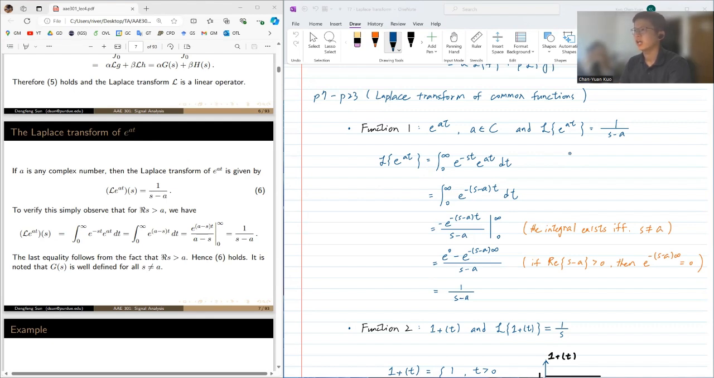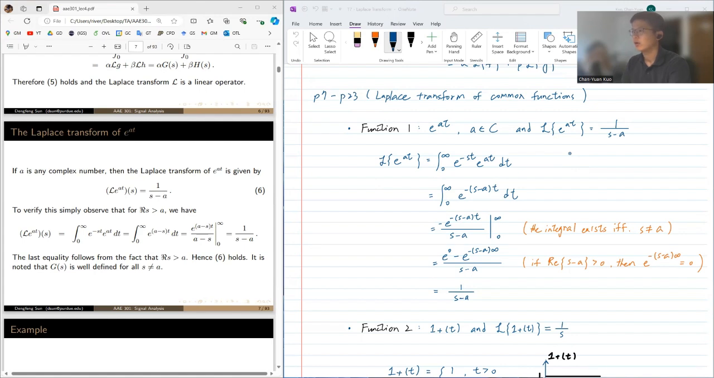So first, we again follow the definition of the Laplace transform. So here we will have the integral of e to the negative st times e to the at from 0 to infinity with respect to t. And we can combine these two exponential functions into one, and we will get e to the negative s minus a t. And now we will work out this integral, and what you will get in the end will be negative e to the negative s minus a t over s minus a, and t is evaluated at 0 and infinity.